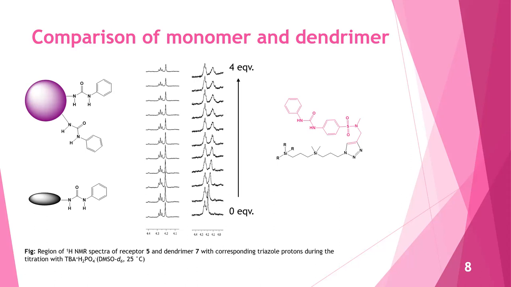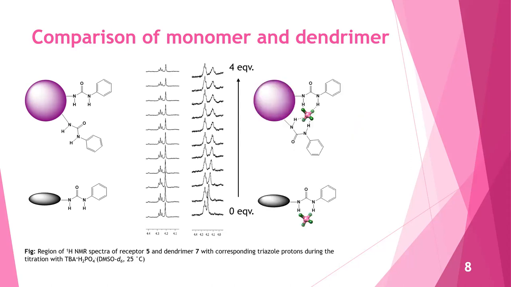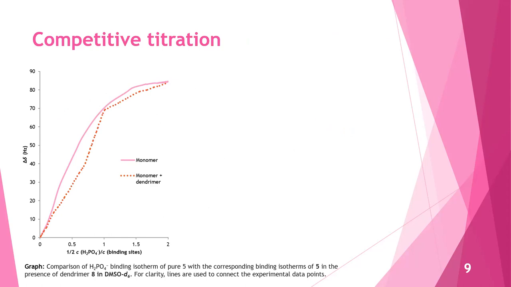So, as I mentioned, we weren't able to obtain the value of association constant for the dendrimer, but we desired to compare it with the monomer. And for this reason, we have started to investigate so-called competitive measurements.